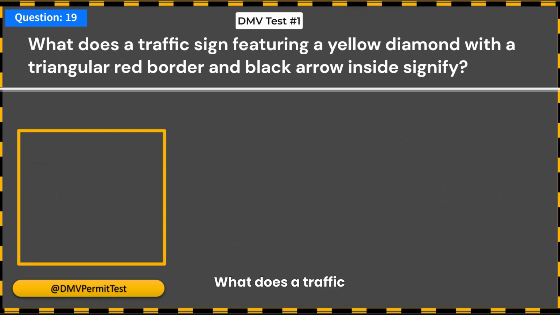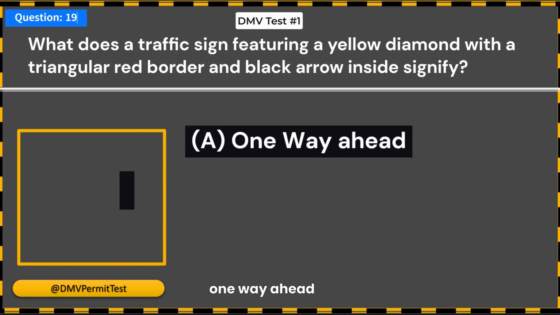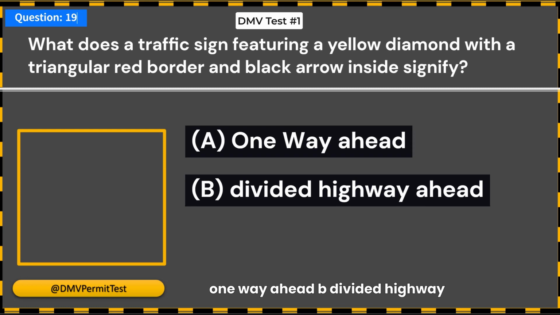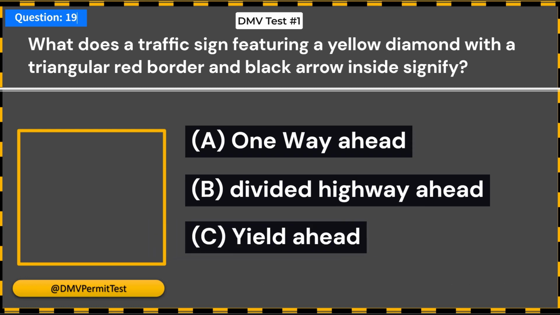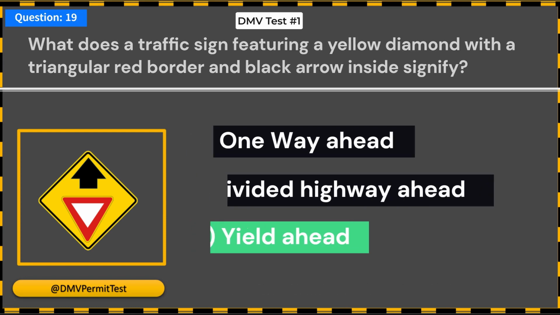What does a traffic sign featuring a yellow diamond with a triangular red border and black arrow inside signify? A. One-way ahead. B. Divided highway ahead. C. Yield ahead. Correct answer, C. A yield sign is ahead. Slow down and be ready to stop.